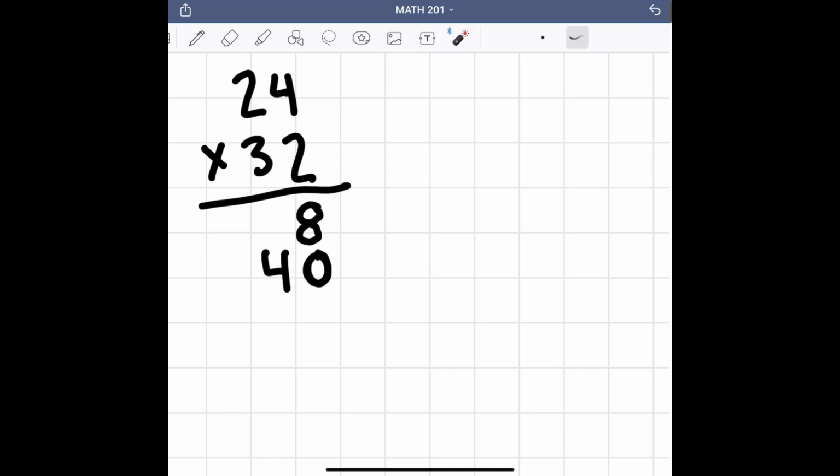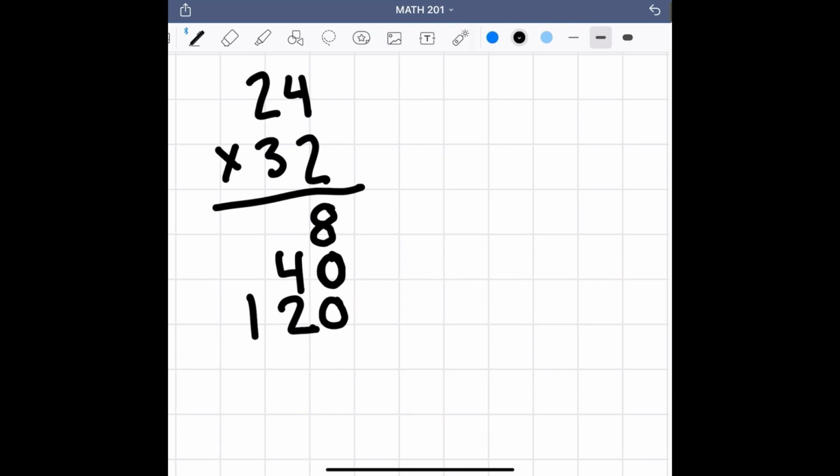So we're going to look at this 3, which is in the tens place, just like how this 2 is. We're going to multiply this 3 by this 4. And since this is in the tens place, we're going to do another 0 placeholder. And then we're just going to multiply. So 3 times 4 is 12. So I can write 1, 2. And that makes 120.